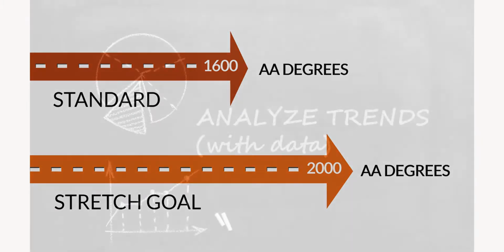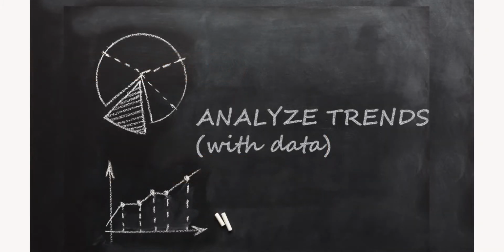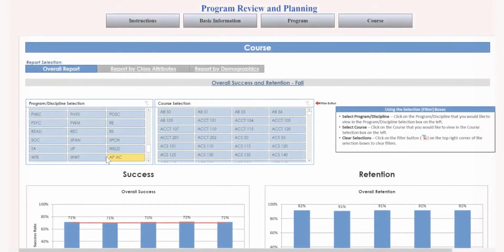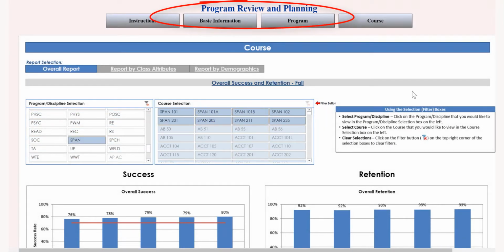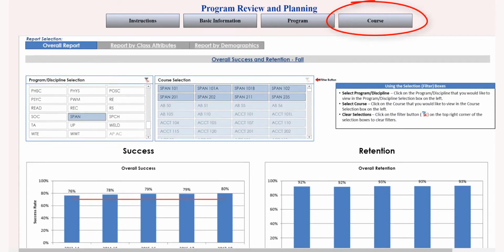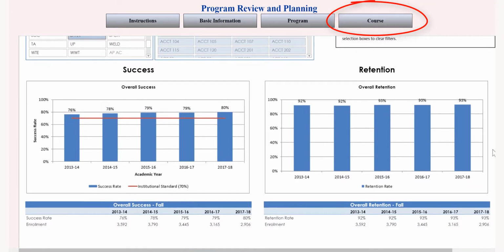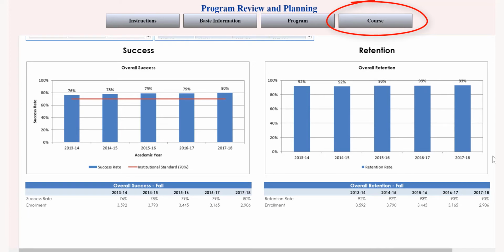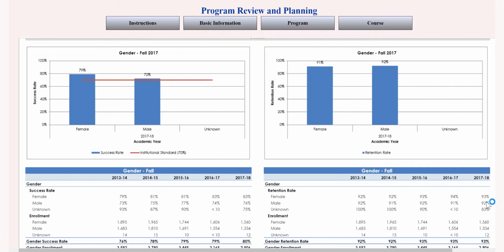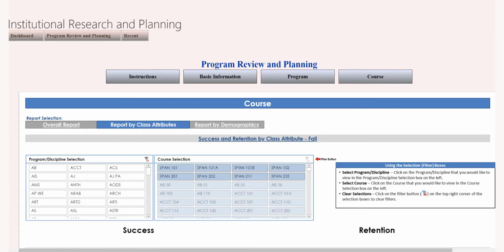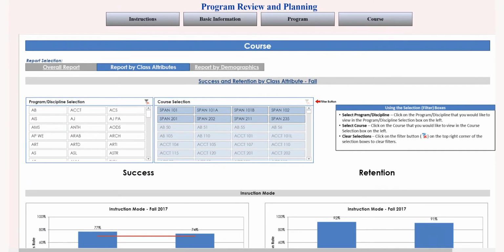When establishing your discipline standards and stretch goals for course completions, you should start by looking at your trends over time. In the PRP data, we have provided 5 years of data to examine. You can access the course success rates for your discipline by clicking on the Course tab at the top of the PRP data file. Then, click on your discipline. Consider your overall success rates, as well as your success rates disaggregated by demographic, for example, gender, and course attribute, such as day, evening, distance education status.